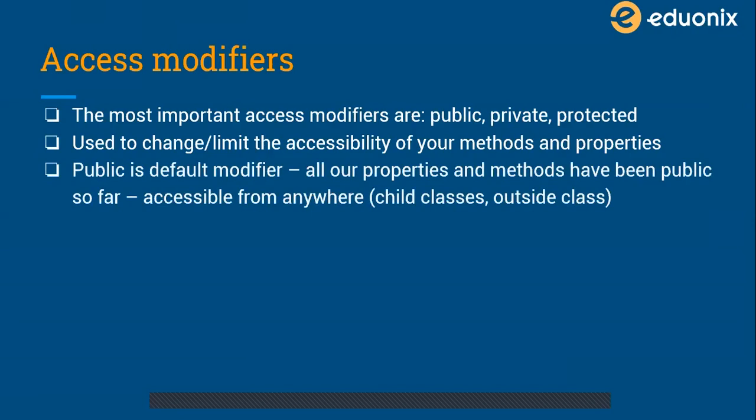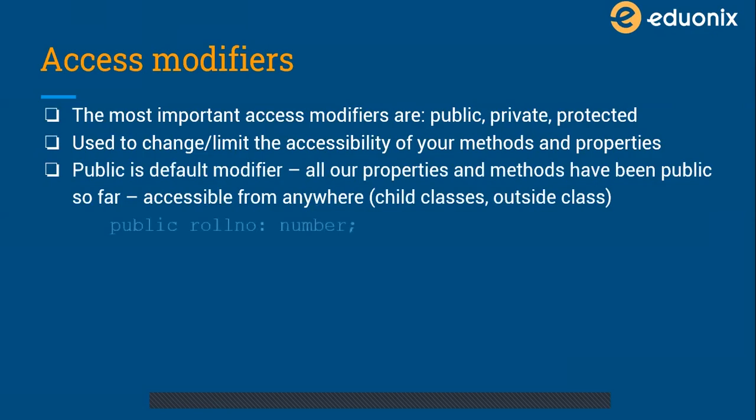Now so far we've been creating a lot of methods and properties, right? And all of them have been public so far, which means that they're accessible from anywhere, from your child classes, from outside your class, directly by using your object instance, your object name dot, like, right?